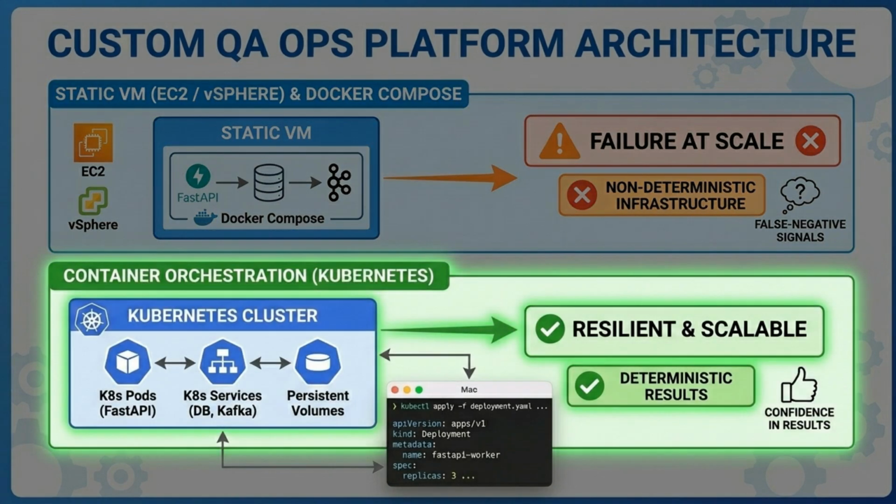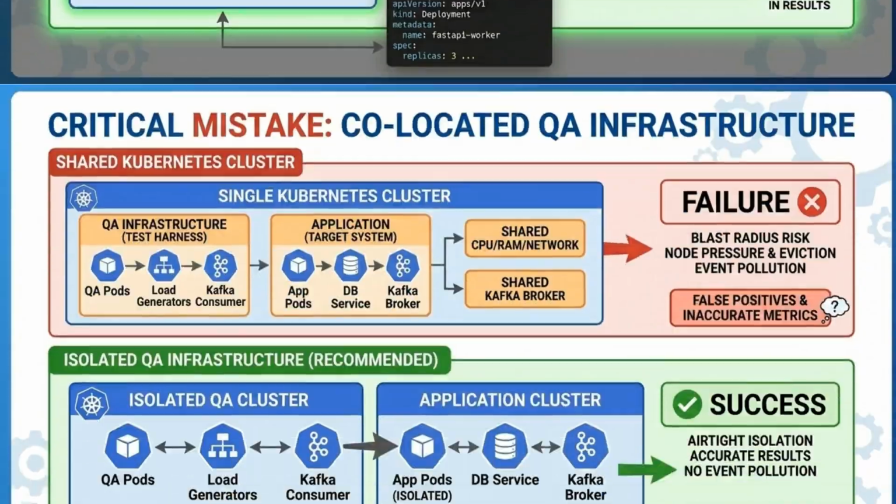Kubernetes, managed via Helm, is the technical standard for this architecture. By utilizing Helm charts, you codify the entire QA lifecycle as infrastructure as code. This allows you to manage Kafka as a distributed cluster, utilize stateful sets for your database layer, and leverage horizontal pod autoscalers to handle resource-heavy tasks.